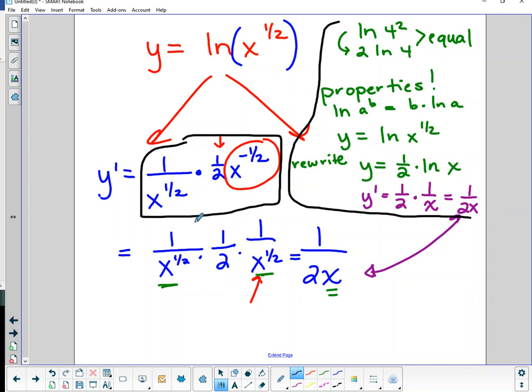If we're in a multiple choice situation, though, you may have to figure out that this is the actual answer they're looking for. So you're going to have to apply some other mathematics, potentially, either in understanding how to simplify this expression to get to 1 over 2x, or understanding how you can rewrite the natural log of x to the 1/2 as 1/2 natural log of x, and then take the derivative.